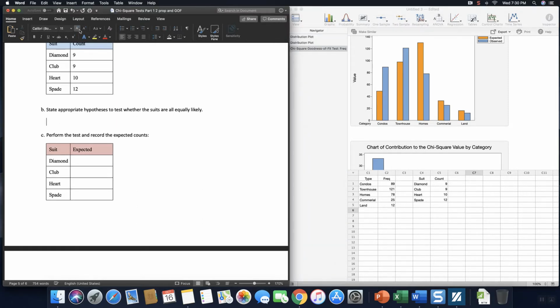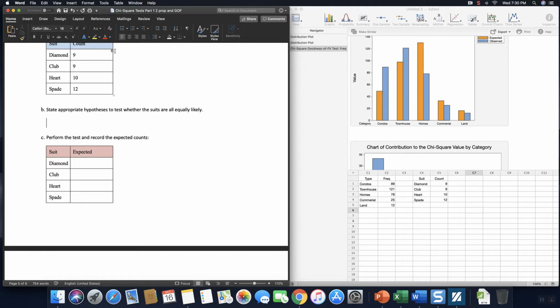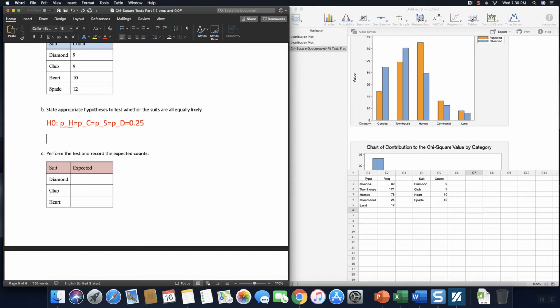So now what I'm going to do is say my null and alternative hypothesis for this. Remember, we're assuming equal proportions here, so I'm saying that when I look at my 4 suits, they're all equally likely. And since there's 4 options, that's 1/4. So my proportion for hearts is the same as my proportion for clubs, is the same as my proportion for spades. I feel like I'm missing one. Hearts, clubs, spades, diamonds! I missed a D. All right. 25%, because that's what 1/4 is.